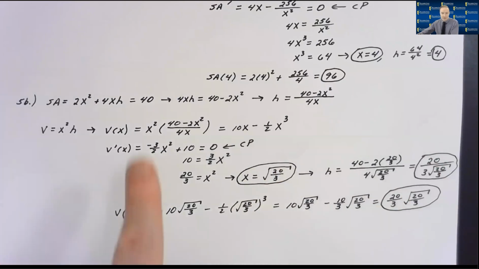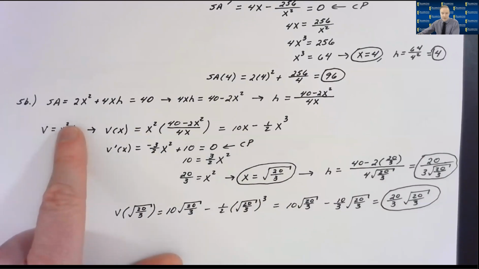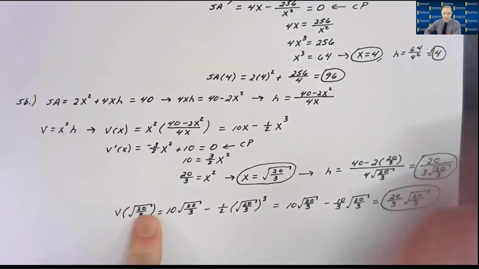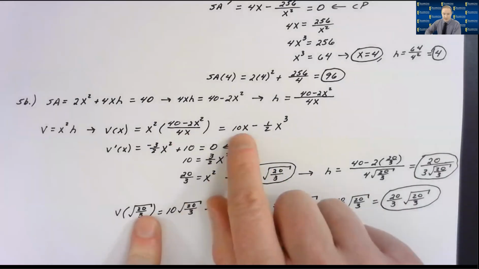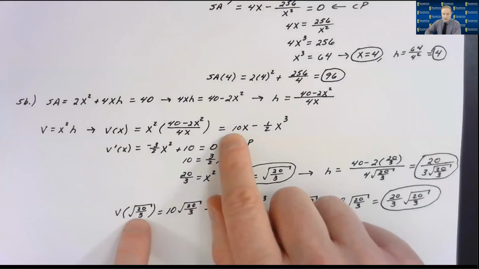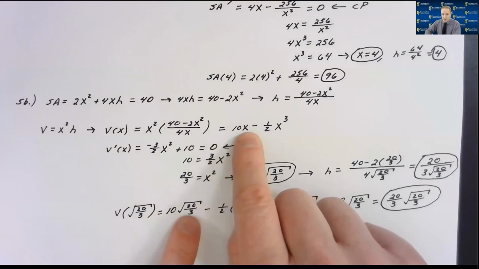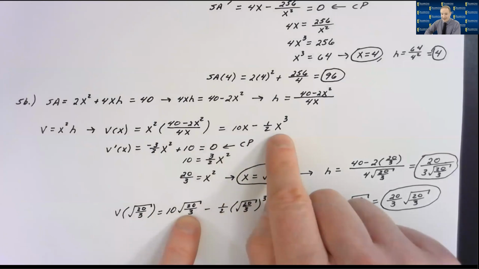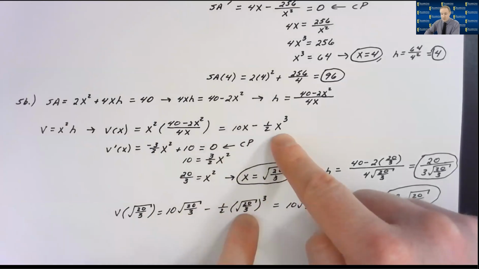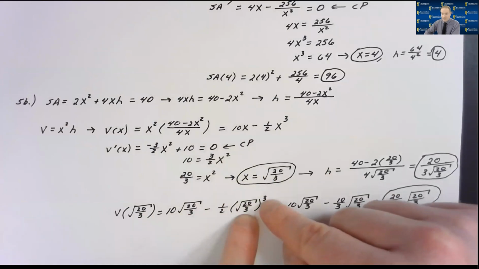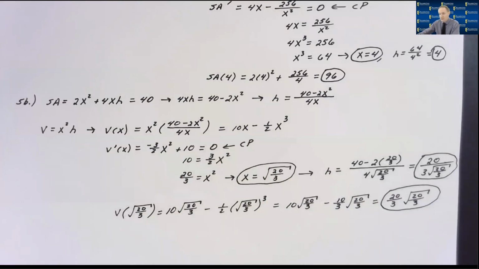Well, the volume. I go back up to my volume formula right here, or I could go to this one, either one. And I could say, I'm going to use this since it's the simplified version of it. Evaluate that volume formula at the square root of 20 over 3. I get 10 times the square root of 20 over 3 minus 1/2 times the square root of 20 over 3 cubed. So I'm thinking the square root of 20 over 3 cubed, that's 20 over 3 times the square root of 20 over 3.